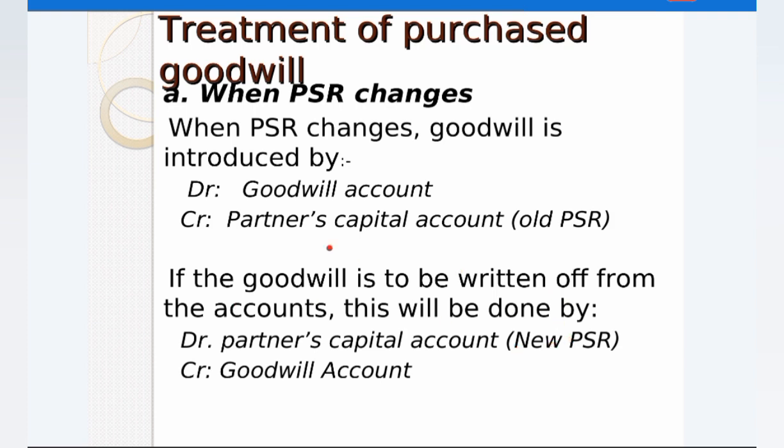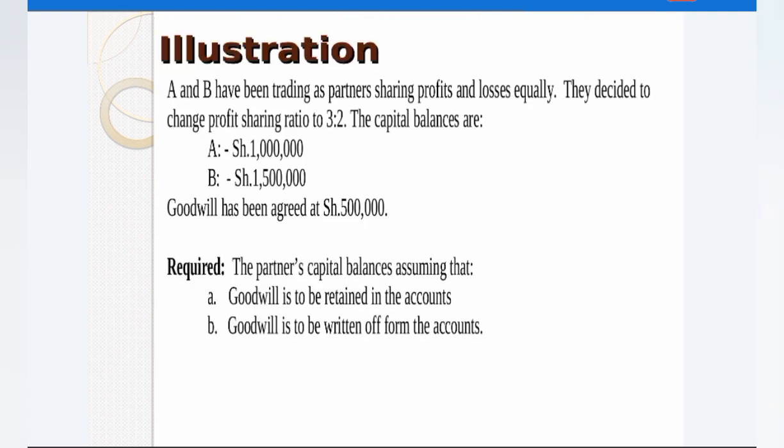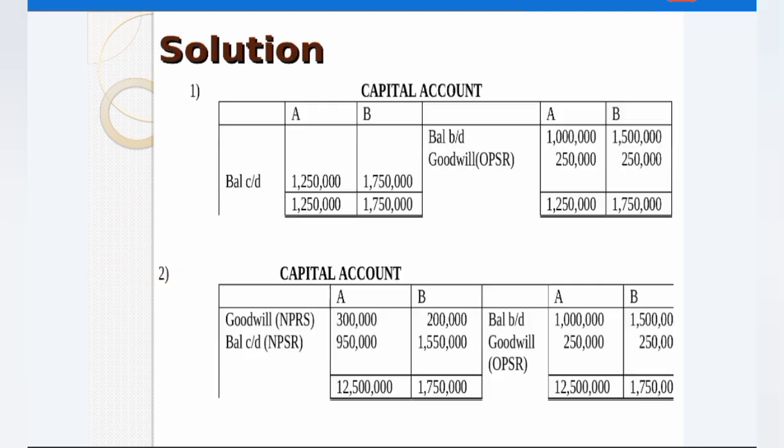We will use the new profit sharing ratio by debiting the partner's capital account and crediting the goodwill account. So if we are going to write it off, we will use the new profit sharing ratio, and the new profit sharing ratio is 3:2. So that means if we were to write it off, we will start with the balances. The balances are 1 million for A and 1.5 million for B.